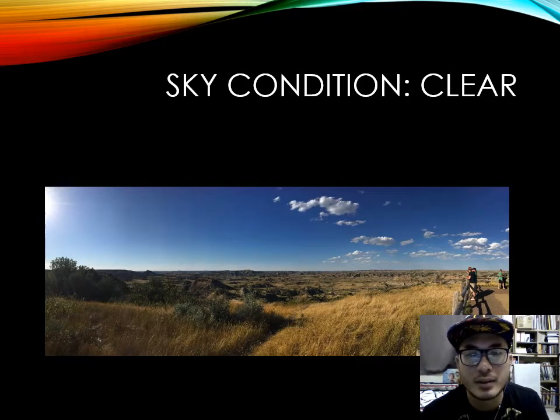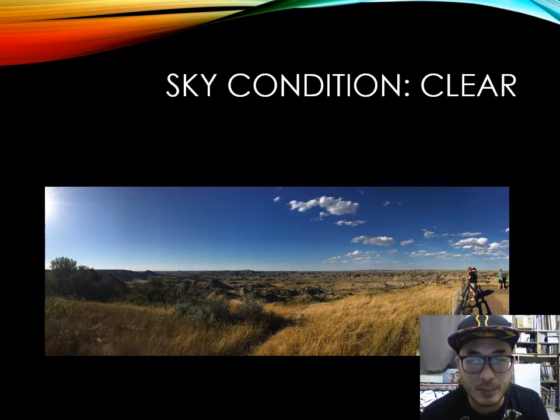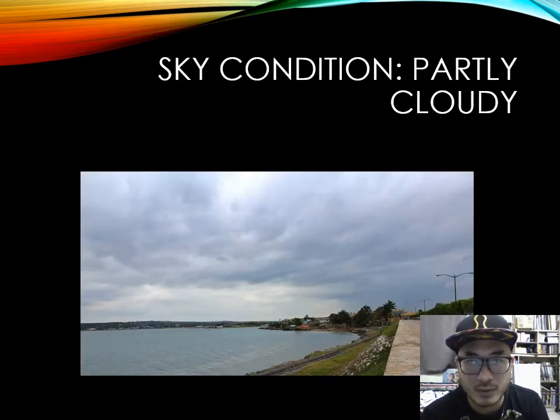So this is the picture of an example of clear sky, which means up to 30% of cloud. This is number 2, partly cloudy. You still have the sun. The cloud will cover between 30% to 70%.